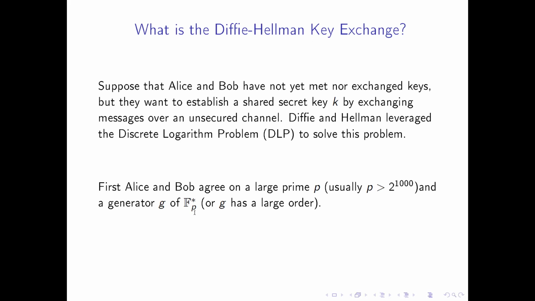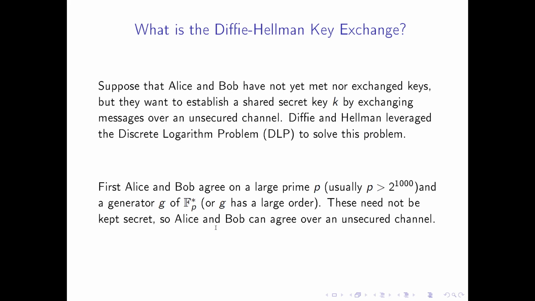And I want G to be relatively big. I want it to have a really large order. It doesn't have to be the generator of the whole thing, but it has to generate at least most of it and have a large order. The reason being, the larger the order, the harder it is to brute force this. It's a larger set because P and G are going to be shared. We're going to share P and G in public. So everyone's going to know what my P and G are.